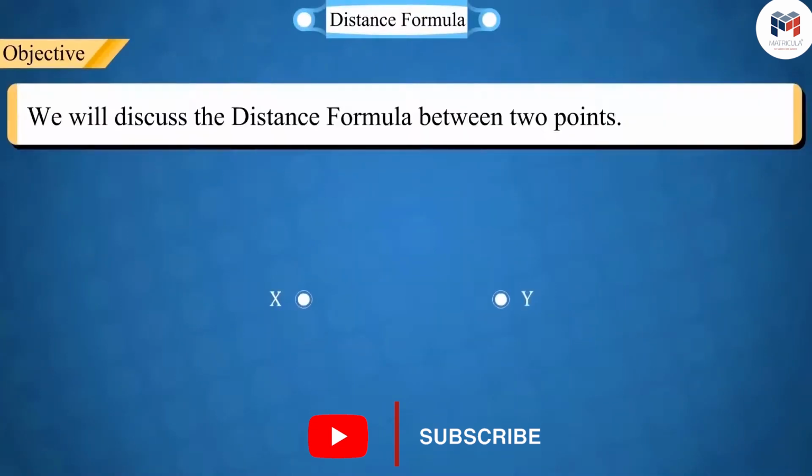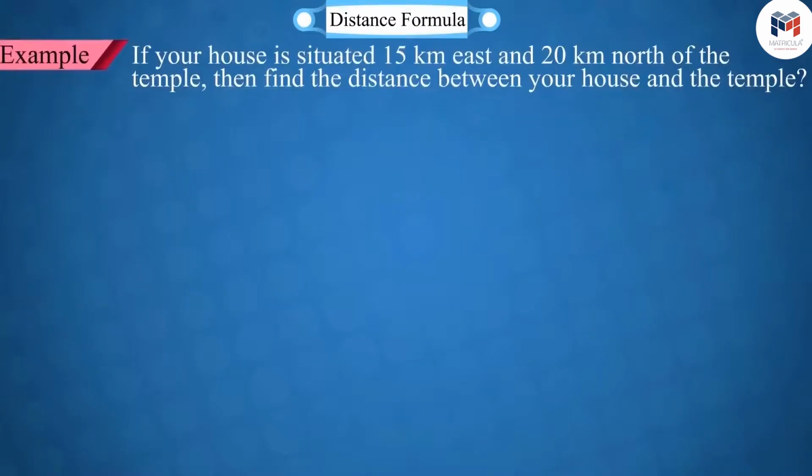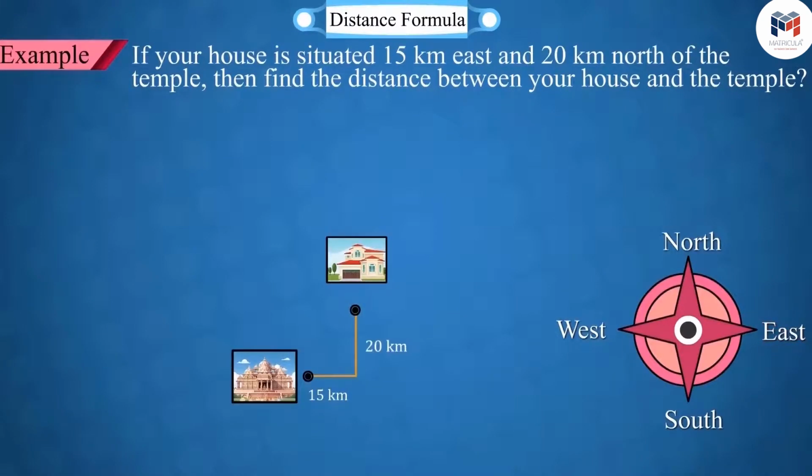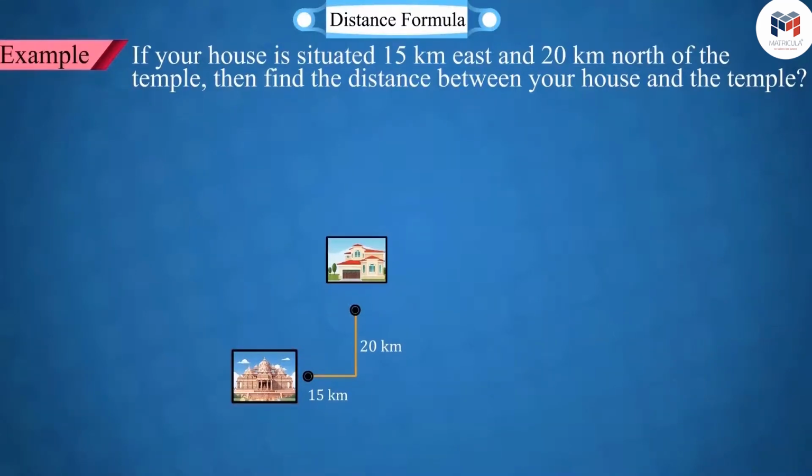Today, in this video, we will discuss the distance formula between 2 points. If you are told that your house is located 15 kilometers east and 20 kilometers north from the temple, then can you find the distance from the temple to the house?